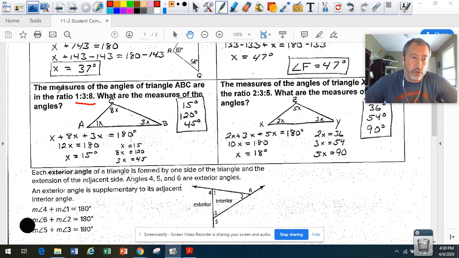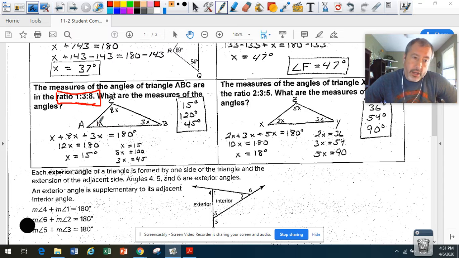What this means here, do not make this mistake. You do not say, oh, A is 1, B is 3, C is 8. No, that means A is X or 1X, B is 3X, C is 8X. So we need to figure out how we're going to solve for X here.